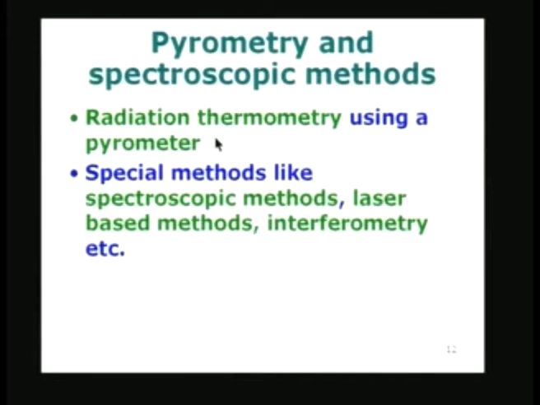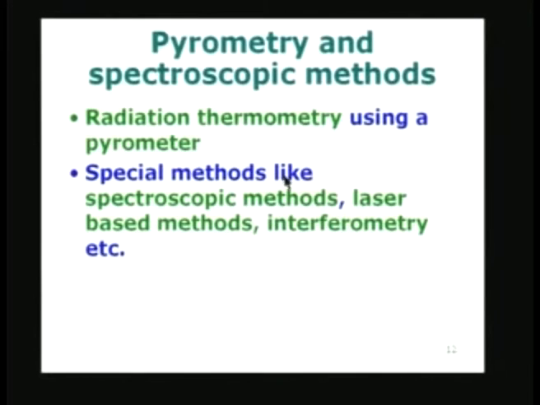The other advantage of radiation thermometry is that there is no probe, and therefore there is no contact between the system whose temperature we want to measure and the instrument. That is an advantage in this particular case.